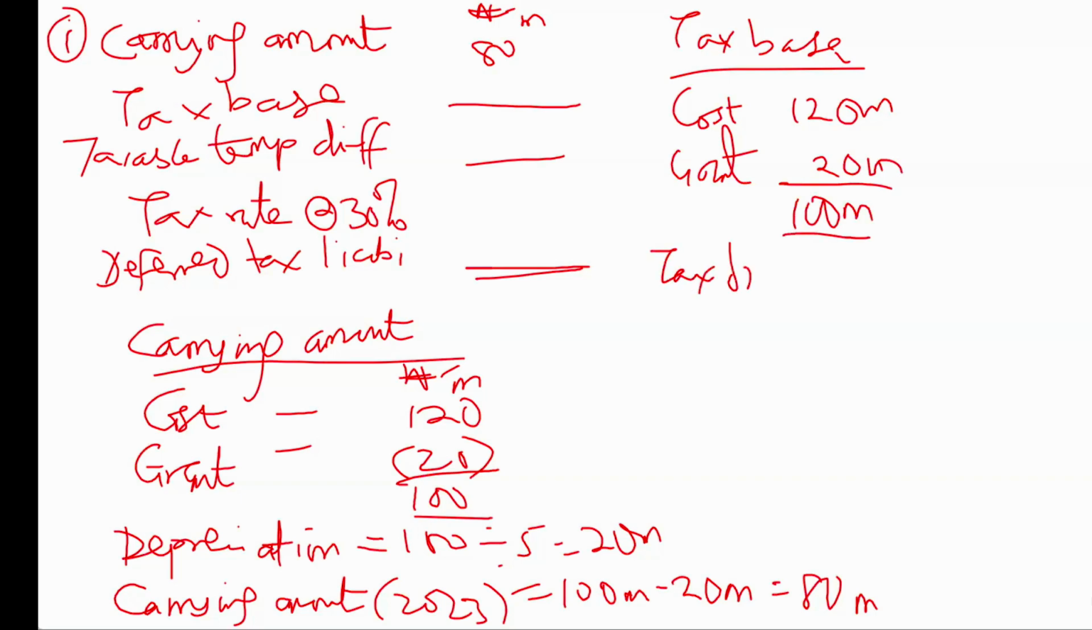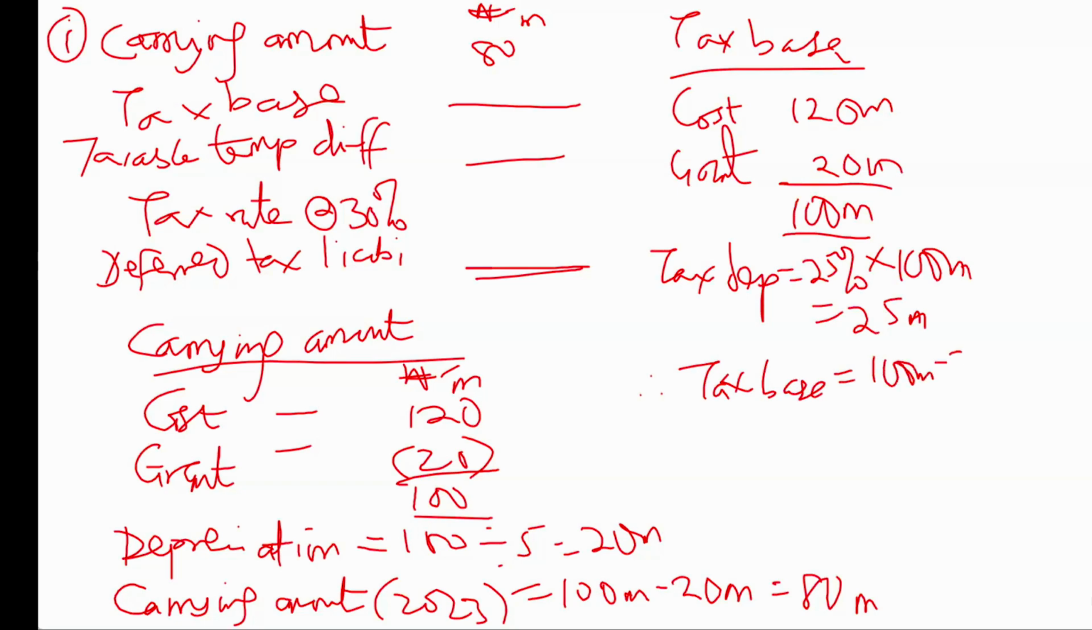So for year 2023, your tax depreciation will equal 25% of 100 million, which is 25 million. Therefore, your tax base will be this 100 million minus 25 million, which gives us 75 million. So it is this 75 million that is your tax base.